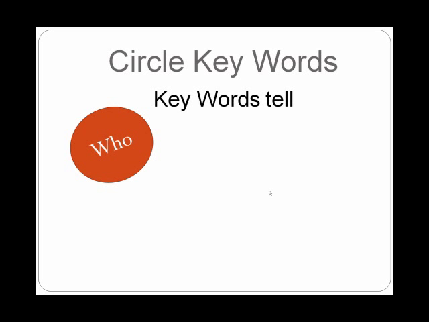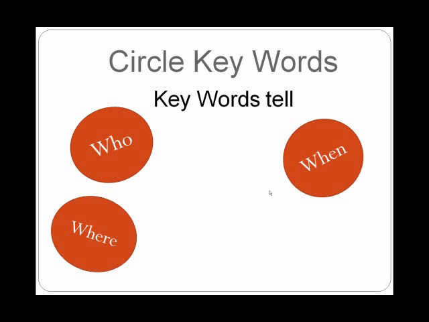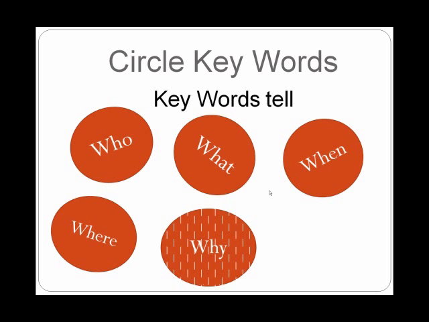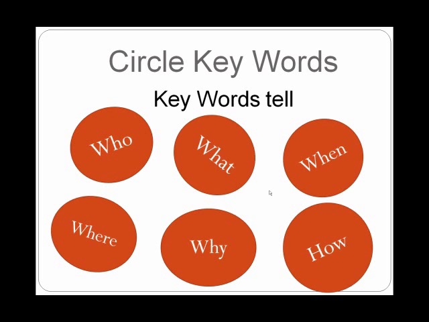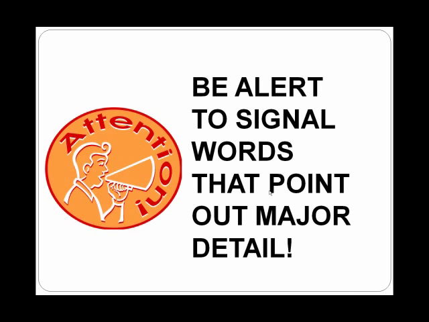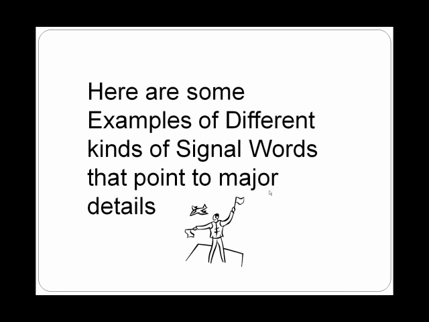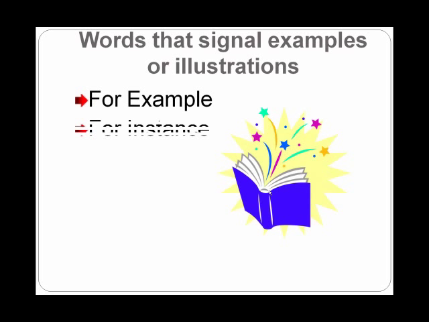Circle all the key words that tell who, when, where, what, why, and how. Be alert to signal words that point out major details. Here are some examples of different kinds of signal words that point to major details. Words that signal examples or illustrations: for example, for instance, to illustrate, including, such as.